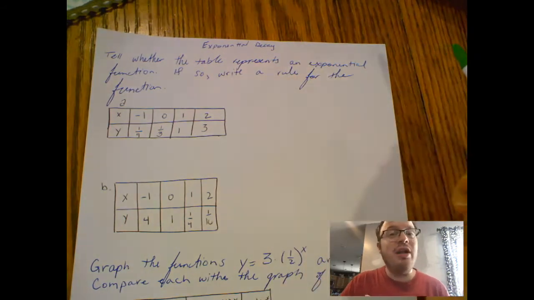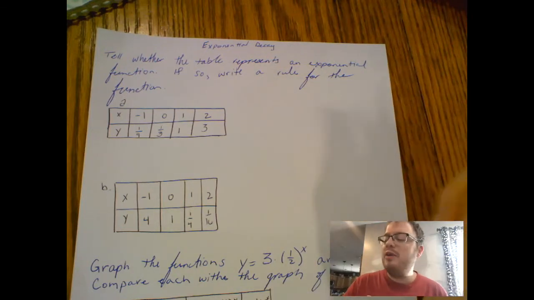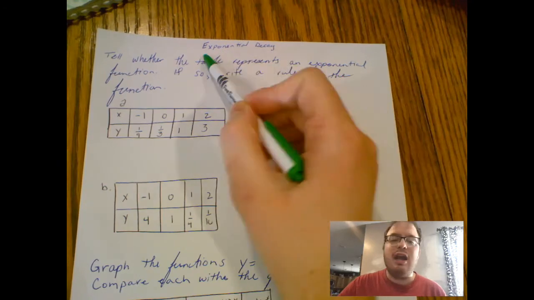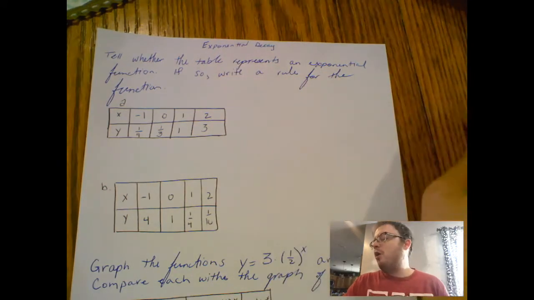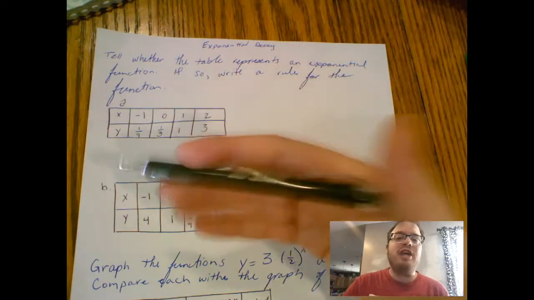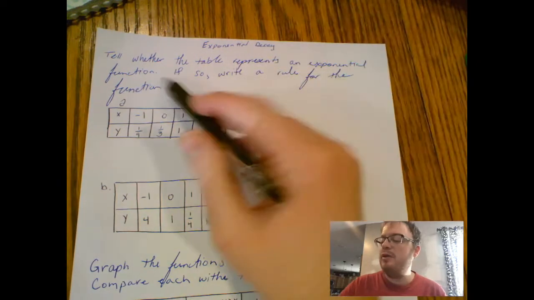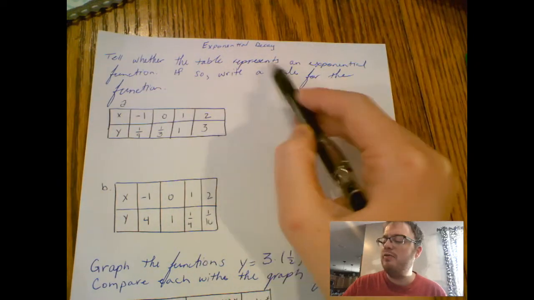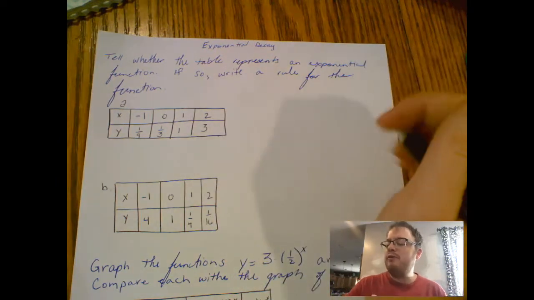So, the last couple days that we have had class, we've been talking about exponential growth, where the A value was greater than 0 and the B value was greater than 1, and now we're going to be talking about exponential decay. We can tell whether a function is exponential decay from both a graph or a table. Right here, tell whether the table represents an exponential function, and if so, write a rule for the function.